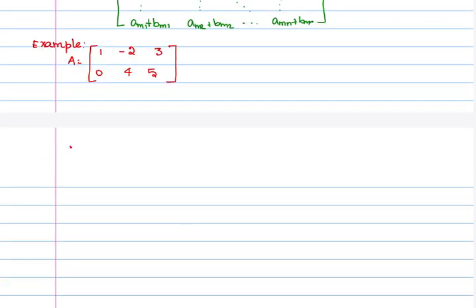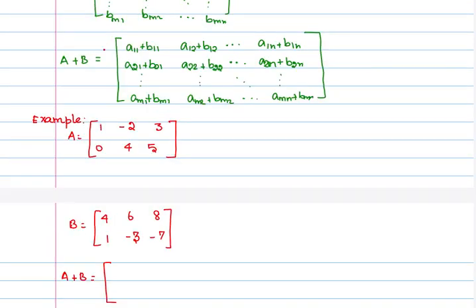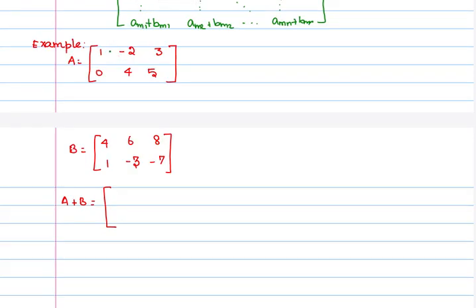Now the matrix B I have taken as [4, 6, 8; 1, -3, -7]. Now A plus B, the sum of the matrices. What does the definition say? It says we add the corresponding elements. Here the first element is this element and here the first element. So I write it as 1 plus 4.